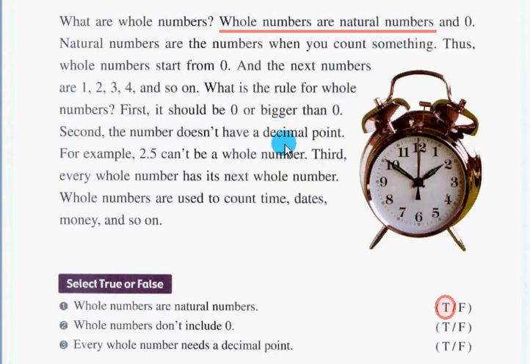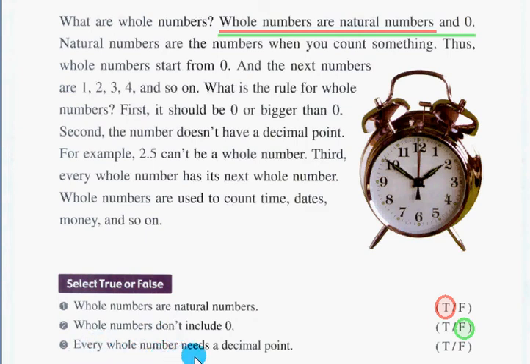So how about number 2? Whole numbers don't include 0. Is it true or false? The answer is false. Here is the sentence. Whole numbers are natural numbers and 0. So it means whole numbers include 0, not don't. Okay? Next is number 3.